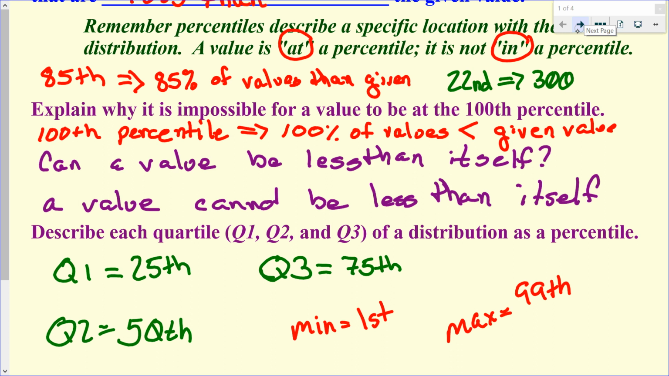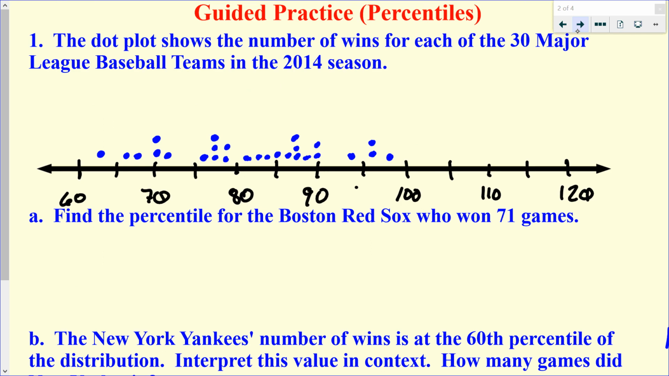So moving on, if we put that into practice, we look at the first exercise you were assigned over the last Thursday or Friday. Here we have a dot plot representing the number of wins for each of the 30 Major League Baseball teams in the 2014 season. We're asked to find the percentile for the Boston Red Sox, who won 71 games. So we look on our dot plot and we locate 71. So this is Boston.